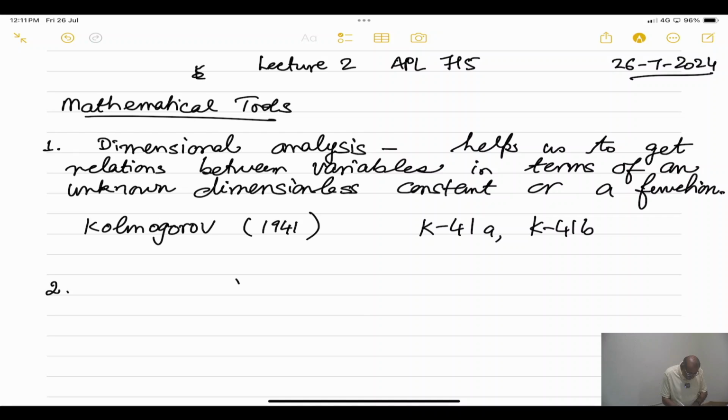The second tool, of course, which we will use, and we have already talked about this, will be statistical analysis.